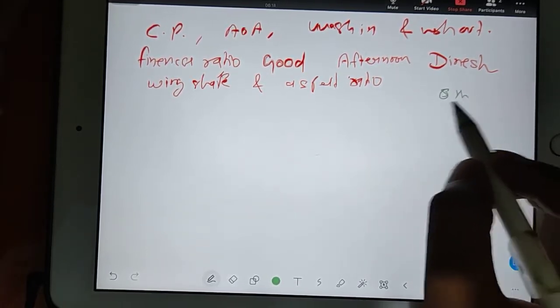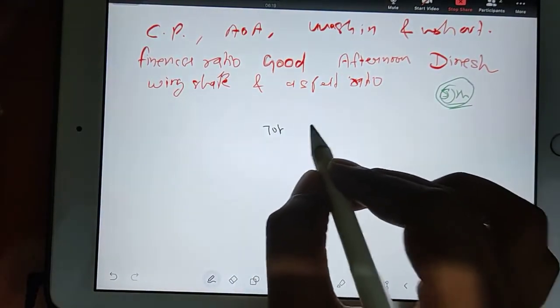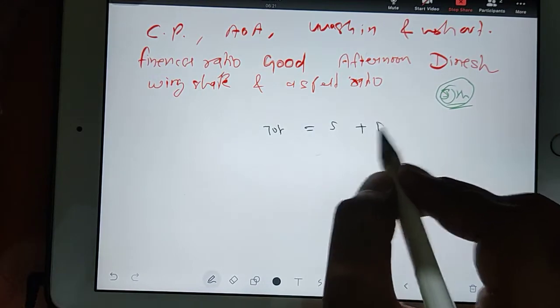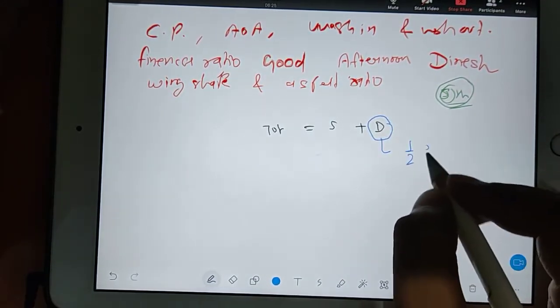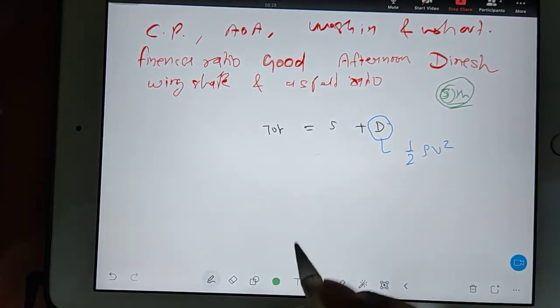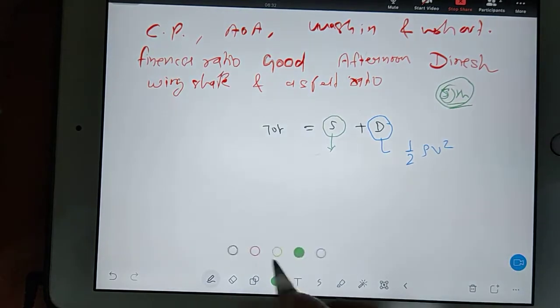Okay, sixth class. So see, when you talk about total pressure, then this total pressure is the sum of static plus dynamic pressure. This dynamic pressure is because of velocity, and it has a direct formula, half rho v square. But when you talk about static pressure, you should understand it in this way.